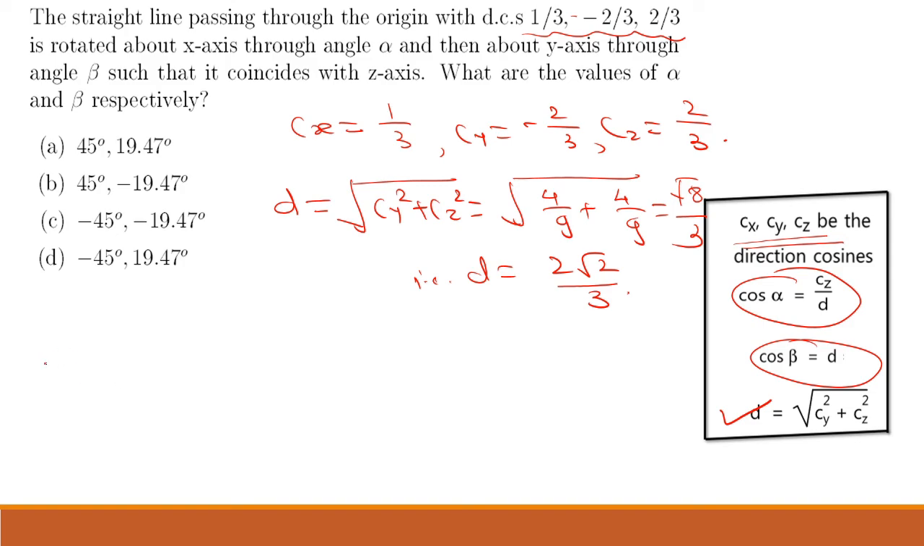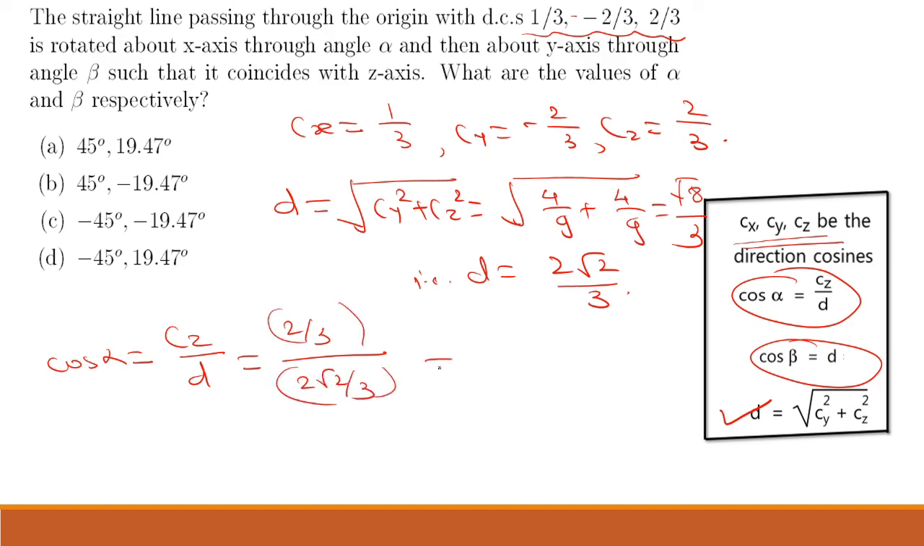Now cos alpha is what? cz by d. Now what is cz? cz is 2 by 3, and what is d? d is nothing but 2 root 2 by 3. So here 2 by 3 will get cancelled, so you will get 1 by root 2. So cos alpha is 1 by root 2, so this implies alpha is 45 degrees.